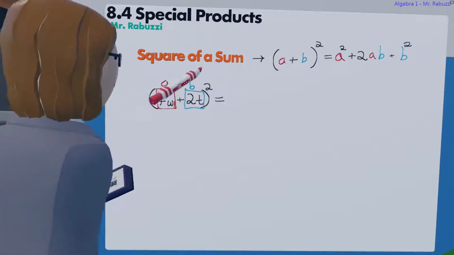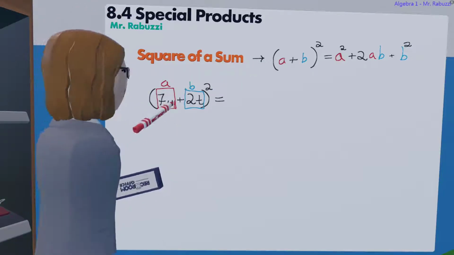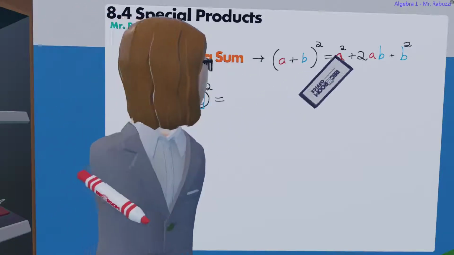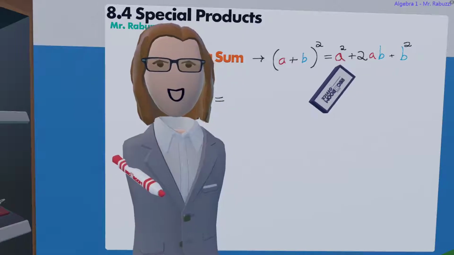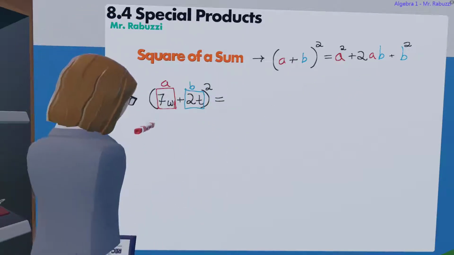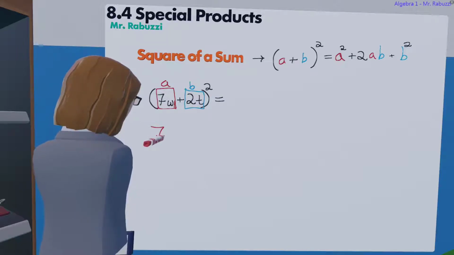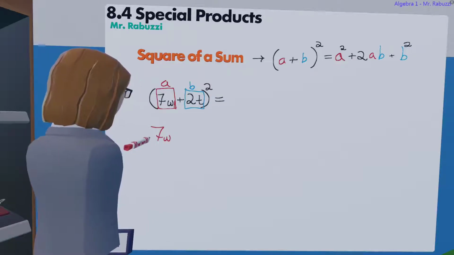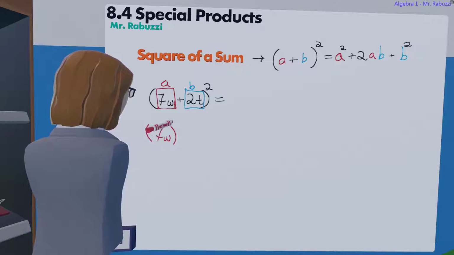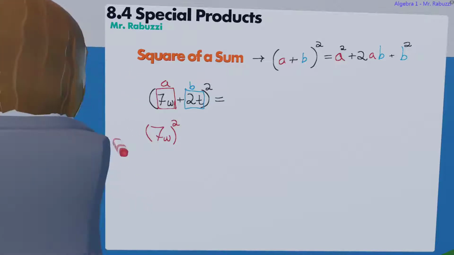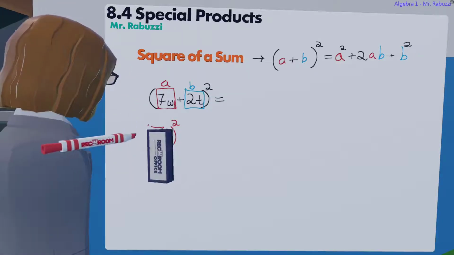Then we're going to start following the answer pattern. A squared, right here. So take my A, which is 7w, then I'm going to square it. Okay, let me switch colors real quick.